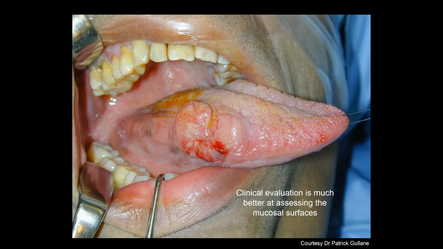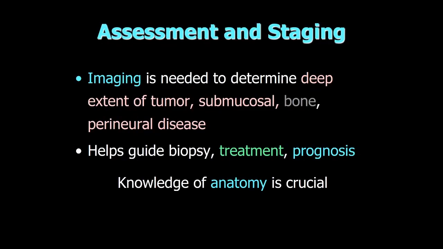As we know, clinicians can see superficial disease. For example, in this case, they do not need us to tell them that there is a lesion along the right aspect of the oral tongue. The role of imaging is really to assess for deep disease extension that they cannot see or palpate, for example, submucosal disease extension, bone and perineural disease. And for this purpose, imaging and knowledge of imaging is crucial.